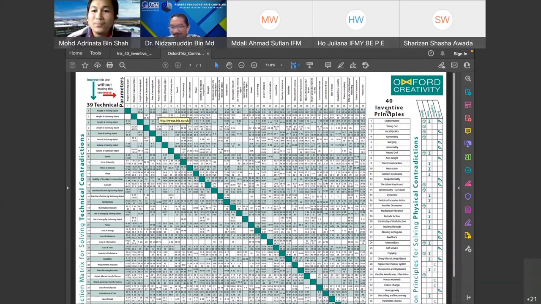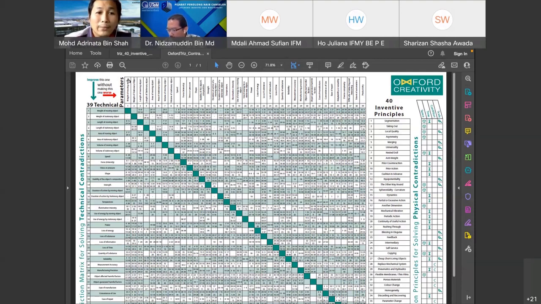Okay, understand? From the contradiction matrix, we know that we have 39 parameters and the 39 parameters don't change in TRIZ. If number one is weight of moving object, it cannot be changed to reliability, let's say reliability is number 27. Because we have created the contradiction matrix, and the numbers show the general solution for the 40 inventive principles.